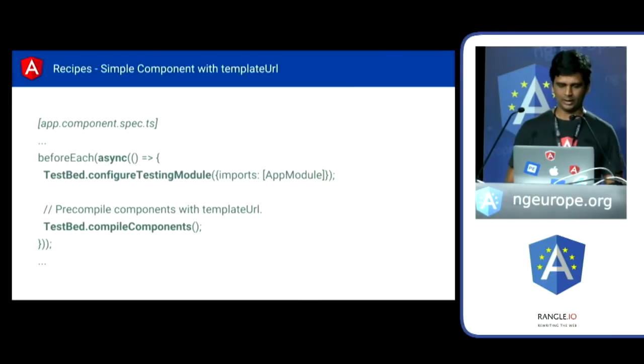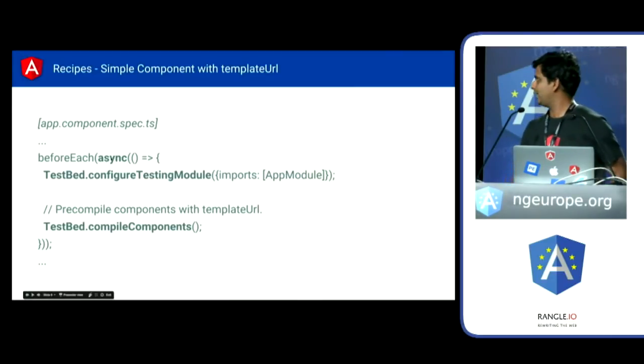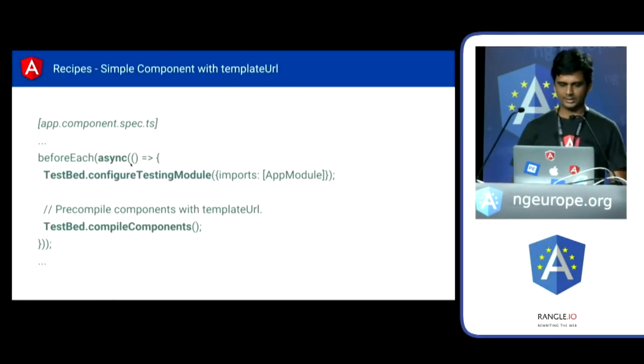Yeah, okay, all right. So essentially the three main things are configure testing module, compile components, and async. Maybe I'll share the URL of the plunker and you can play around with it. My hope is that when you do your unit tests, you can start copying stuff from the plunker and start doing stuff.